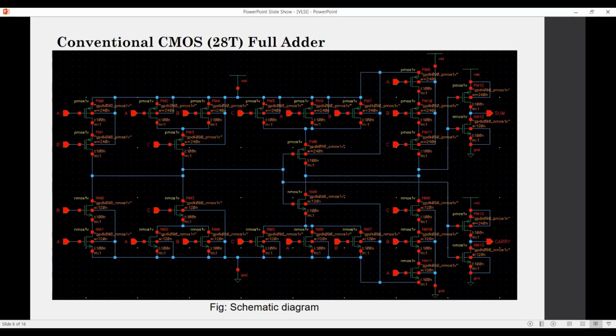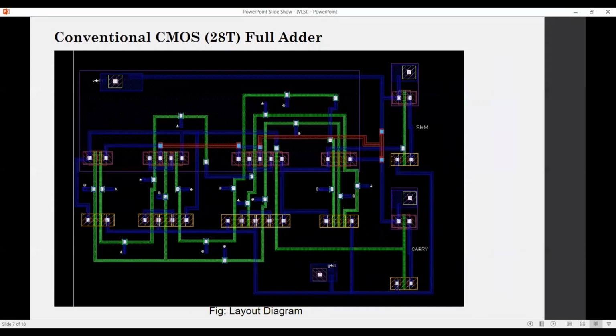Here, this is the schematic diagram of the conventional CMOS circuit of the full adder. In this diagram, there are 14 PMOS and 14 NMOS, total 28 MOSFETs. This is the layout of the conventional CMOS circuit of the full adder. Both schematic and layout match, so there is no DRC error and no LVS error.